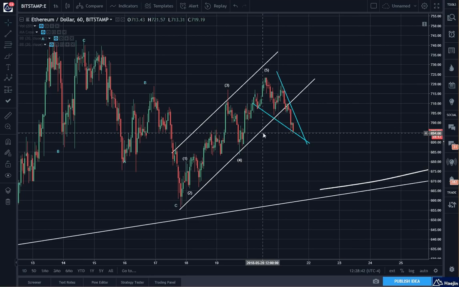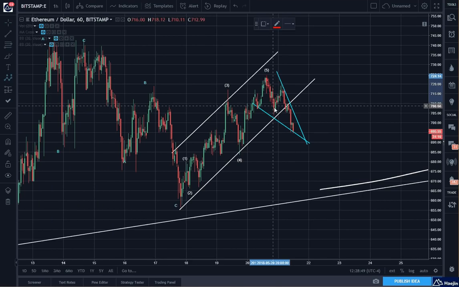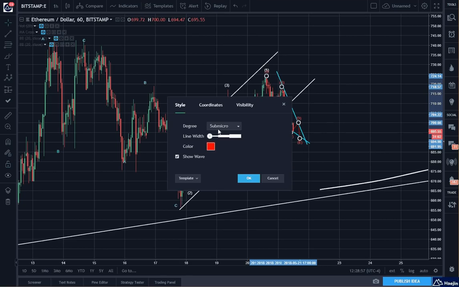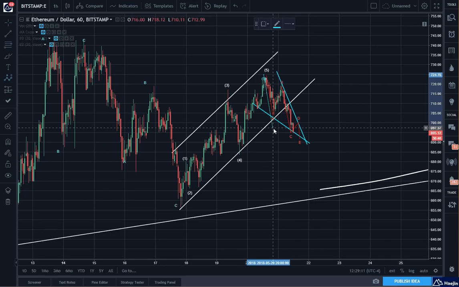And you can still see the A, B, C, D, and an E potentially. And if that's the case, then that will probably take it to approximately, let's say, 691 or so. But I very much would prefer, I think this whole thing is more of an ABC. So I would say ABC.